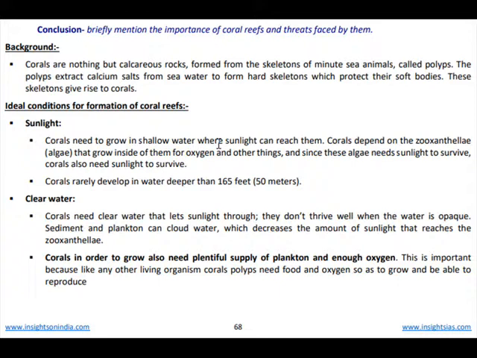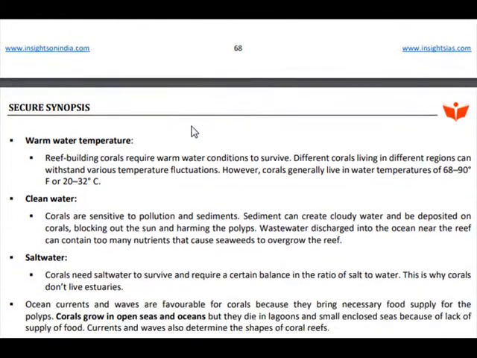Clear water. Corals need clear water that lets sunlight through. They don't thrive well when the water is opaque. Sediment and plankton can cloud water, which decreases the amount of sunlight that reaches the zooxanthellae. Corals, in order to grow, also need a plentiful supply of plankton and enough oxygen. This is important because, like any other living organism, coral polyps need food and oxygen so as to grow and be able to reproduce.